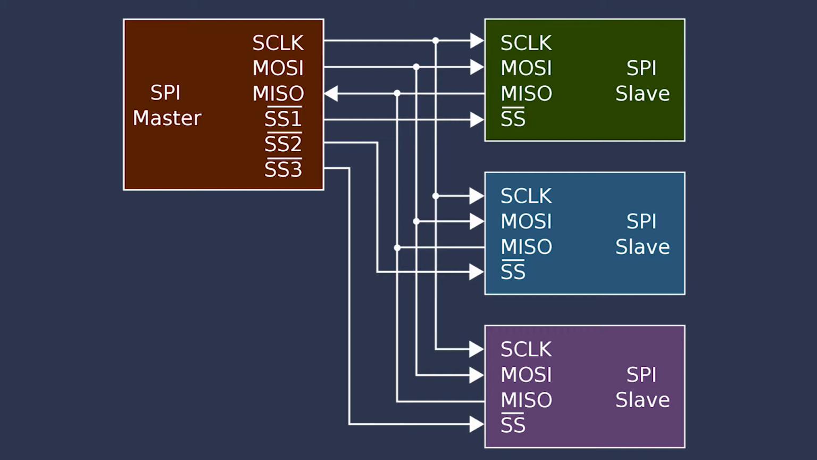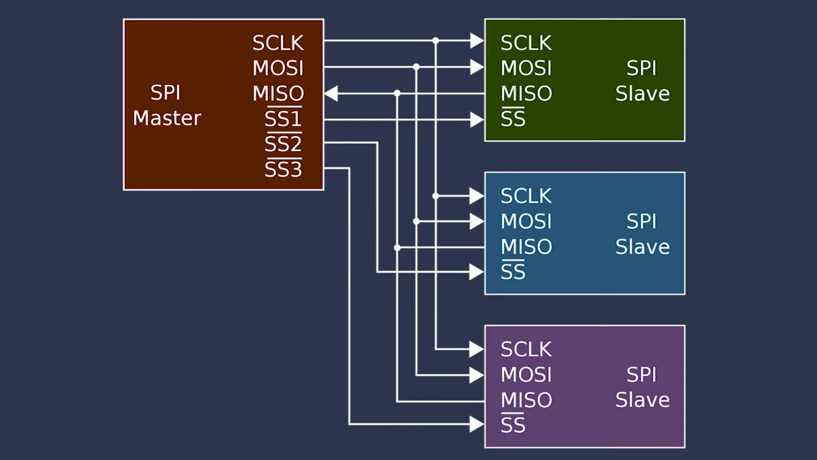Onto the interface itself. Typical SPI devices communicate over 4 lines. These lines are master in, slave out, or MISO, master out, slave in, or MOSI, SCLK, or serial clock, and slave select, or SS. The clock is generated by the master and serves to synchronize everyone communicating over the bus.